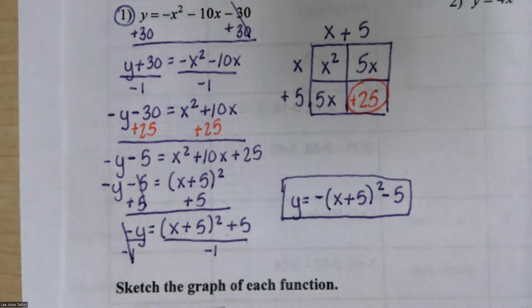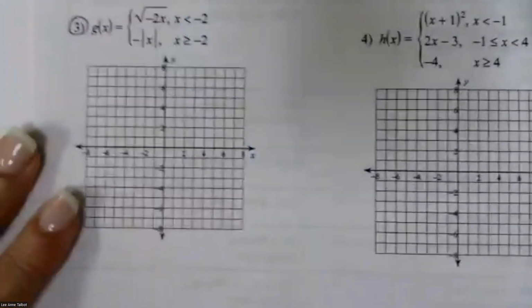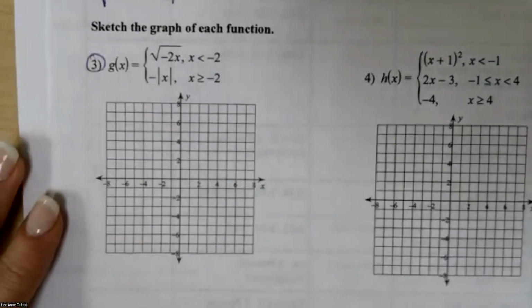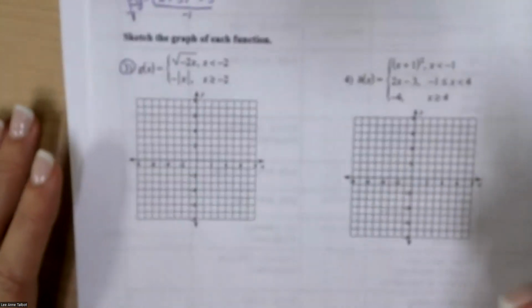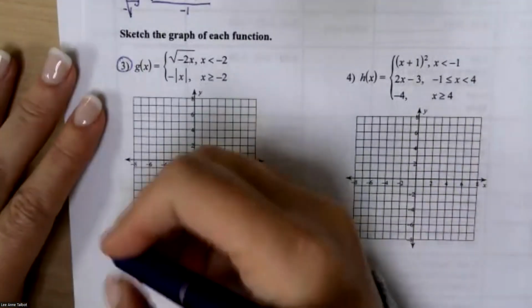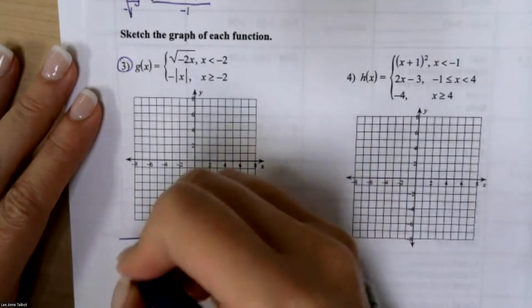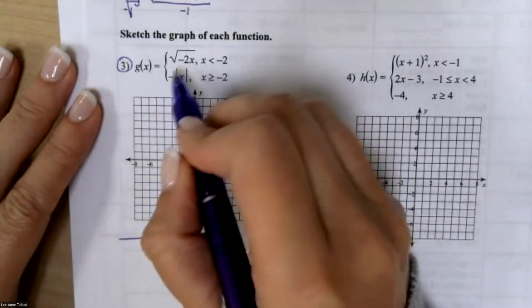Okay, moving on to number 3. Oh, your favorite. It's piecewise. Well, piecewise is not as bad as it used to be. I am going to use a graphing calculator for this one. I can tell from this business here.